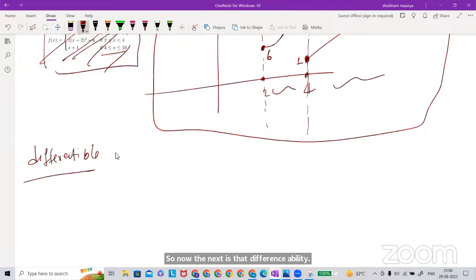In differentiability also we can... am I audible and is the voice clear? Am I going fast or slow, or is it okay? What I am discussing, is it clear? Yes, sir. Yes, sir. Yes, sir.